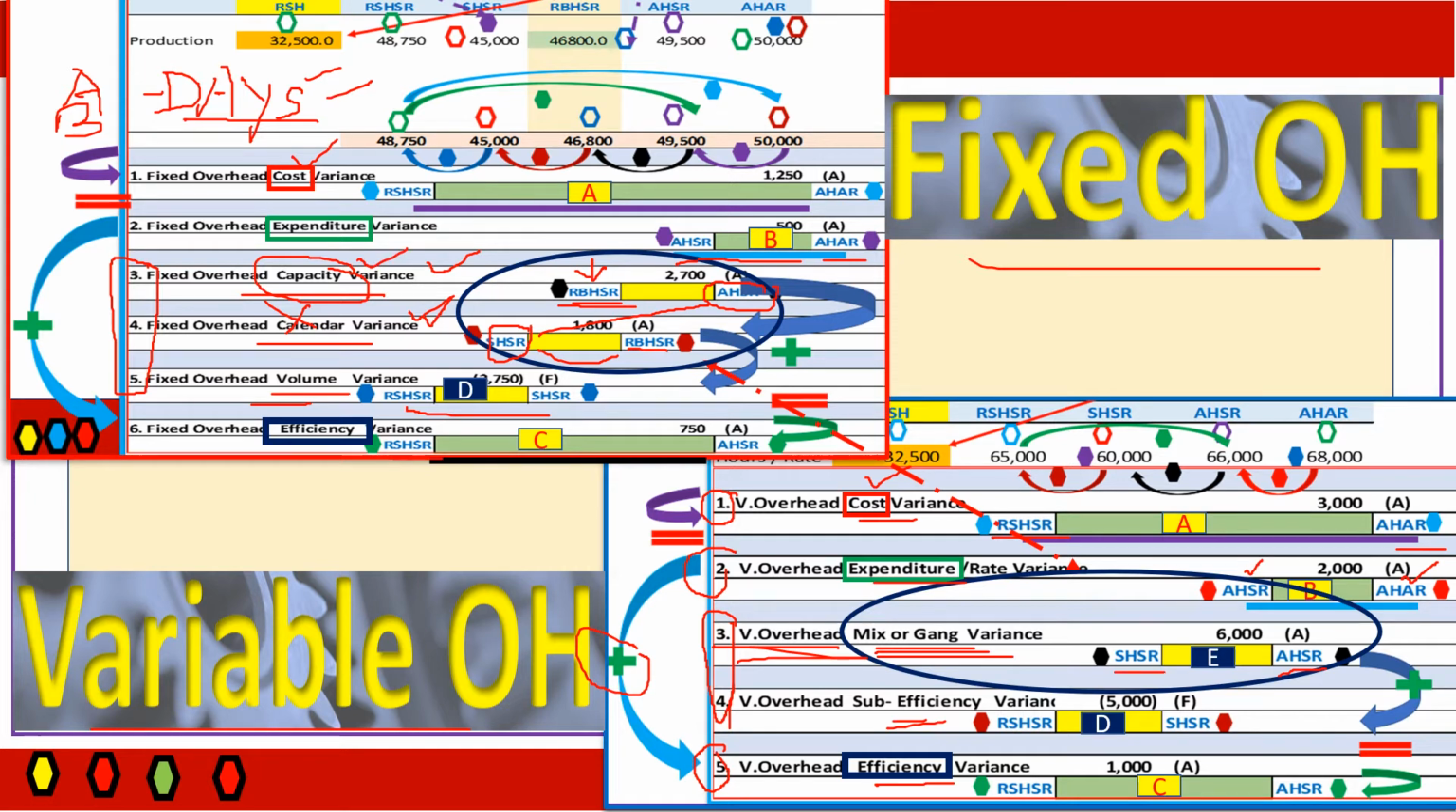We will take a problem and we will come to know of this very simply. That way there is hardly any difference between fixed overhead and variable overheads except for nomenclature, and only in respect of mix or gang as compared to capacity and calendar. All other variances are calculated the same way. Here, because of the change in the number of days, the capacity is split into capacity and calendar by introducing revised budgeted hours. Let us proceed further.